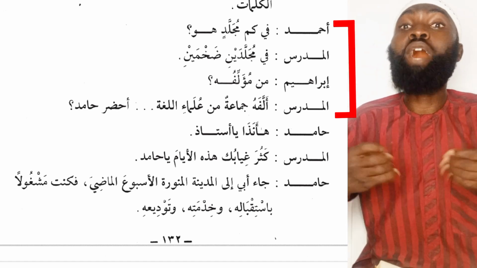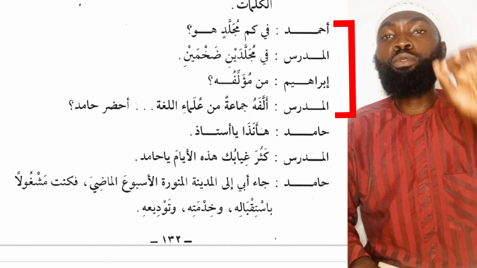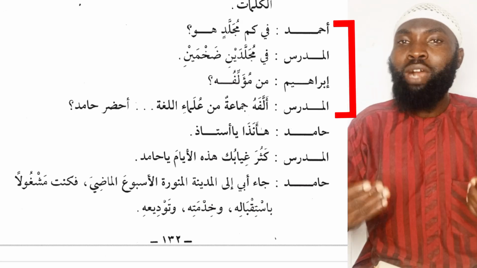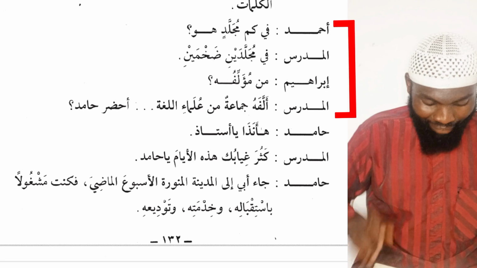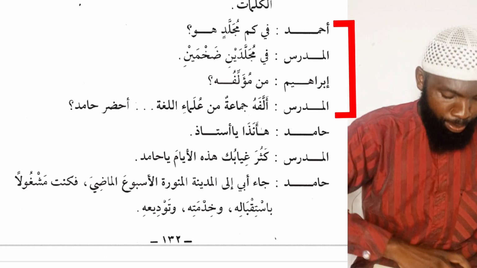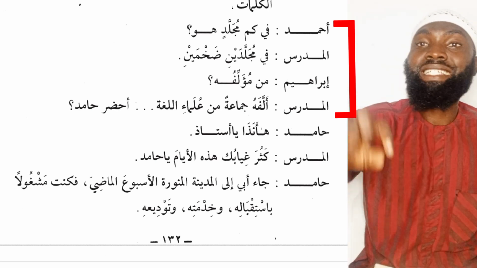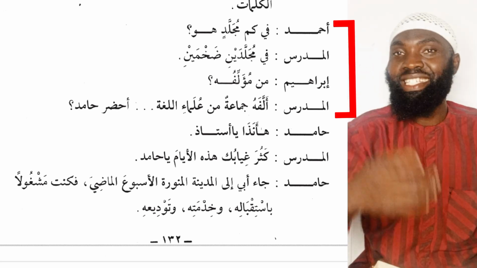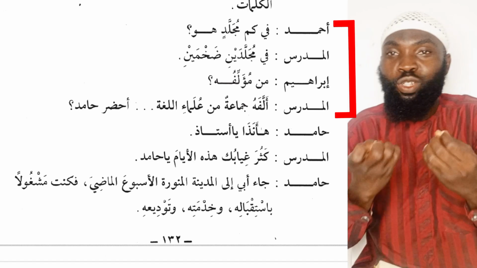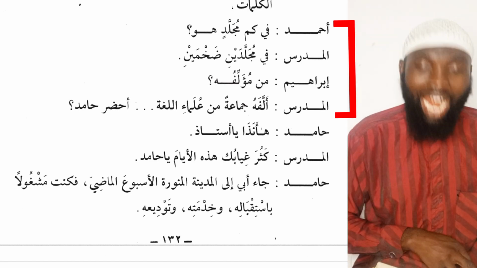From that we got mu'allifun, which is the ismu fa'il, the doer of the action. Now al-Mudarris says, Allafahu jama'atun min ulama'il lugha. A group of language scholars authored it. They wrote it. Allafa, to author something.